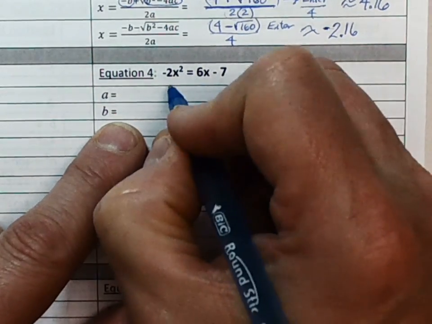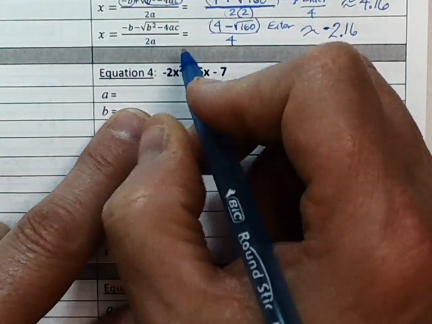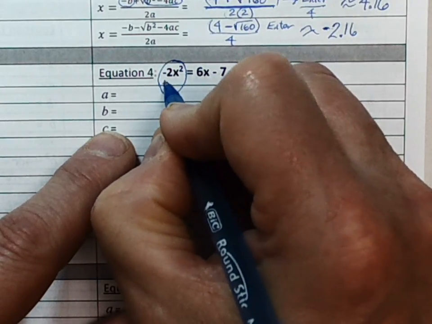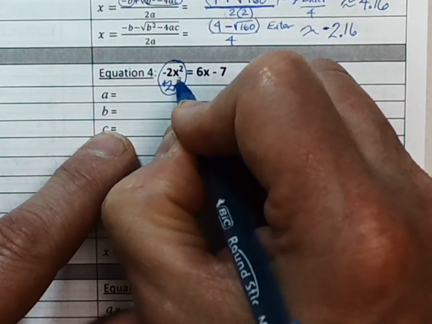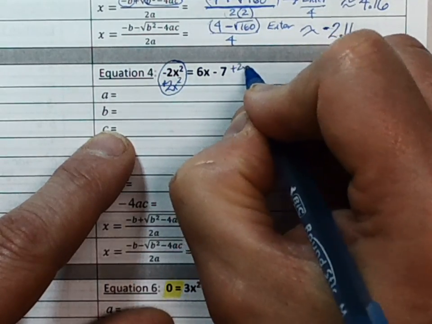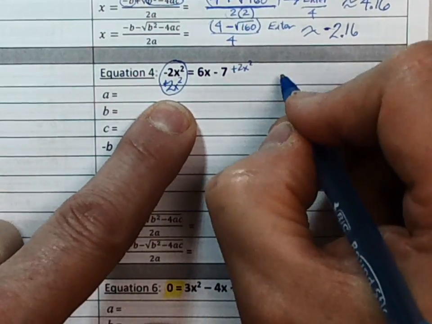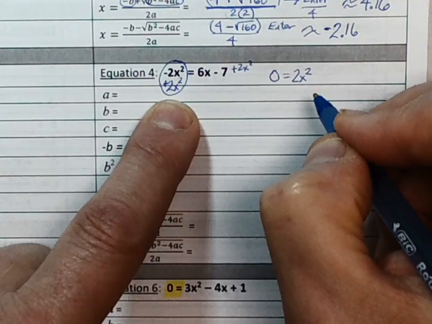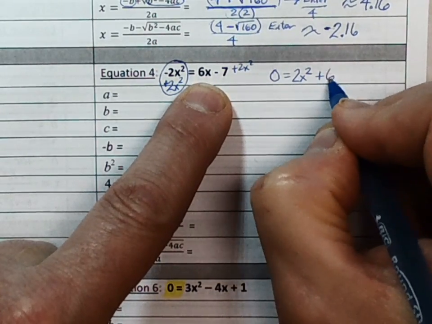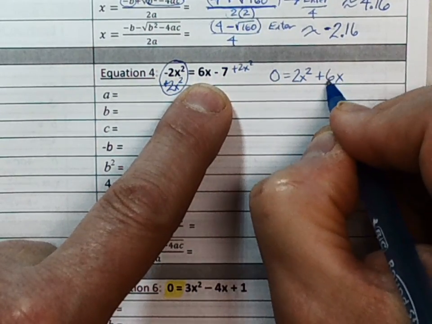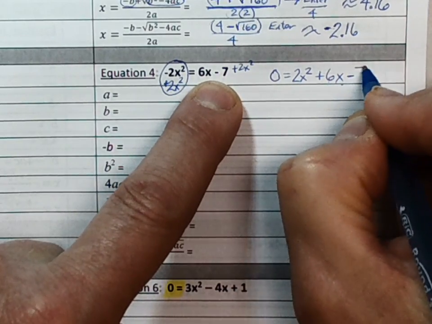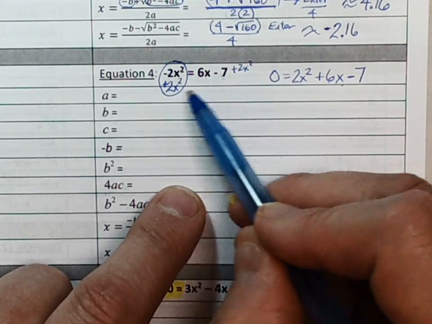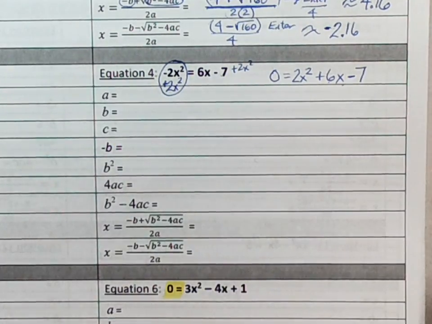So I'm going to do something crazy. I'm going to zero this out because this will be less work. Opposite of negative is a positive, so I'm going to add 2x squared to both sides. And so my equation now is 0 is equal to 2x squared plus 6x, putting it in standard form: quadratic term first, linear term second, and the constant last. You could zero out the 6x and the negative 7, and it's still going to work. That's the beauty of the formula.